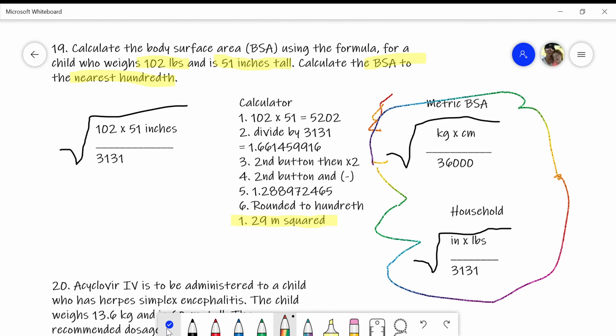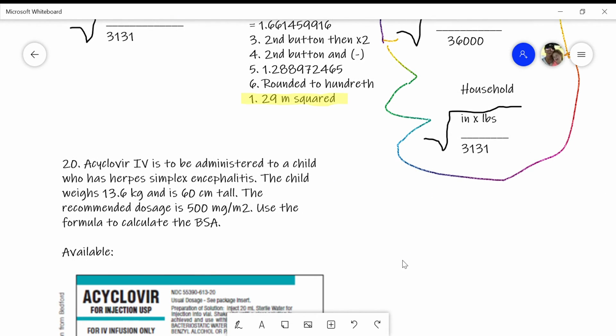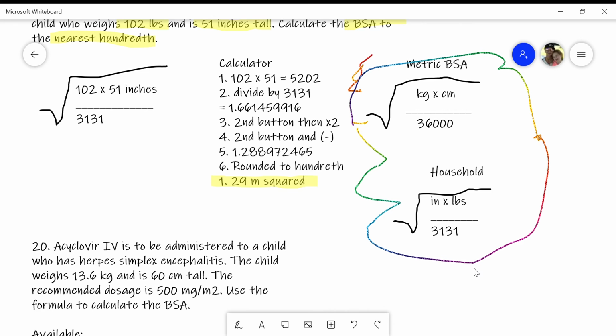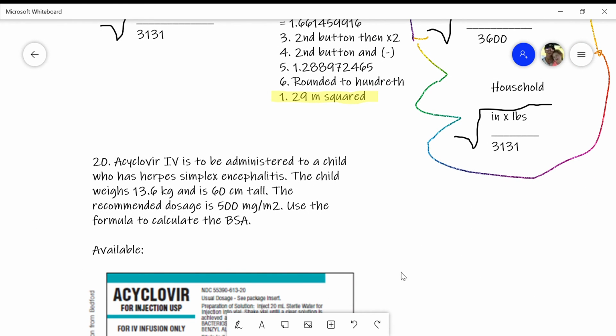There we go. Yep. The 3,600 is for kilograms and centimeters, which for whatever reason, I think 360 degrees in a circle and circle centimeters. And the household is the 3131. Yeah, I should have looked at my formulas before I started talking.